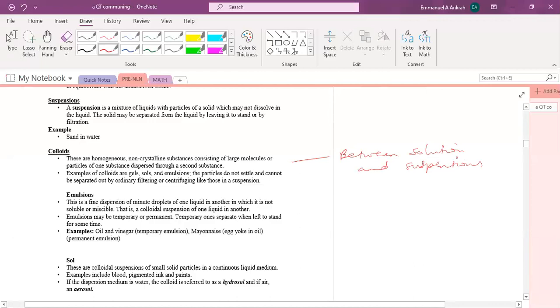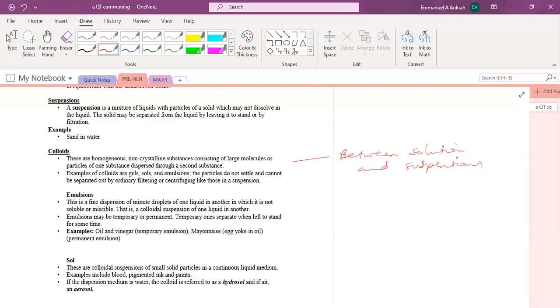Let's look at some examples. The first one is emulsion. What is an emulsion? This is a fine dispersion of minute droplets of one liquid in another, in which it is not soluble or miscible. So that is a colloidal suspension of one liquid in another. Emulsions may be temporary or permanent. Temporary ones separate when left to stand for some time, so you have to shake them sometimes. Those are the unstable ones. Stable ones don't separate.